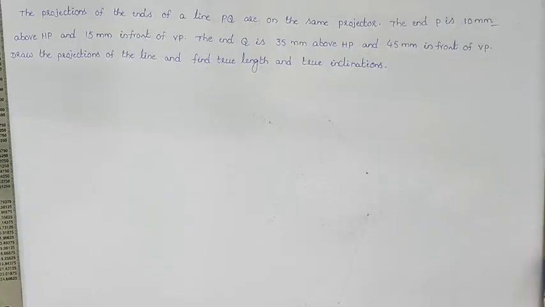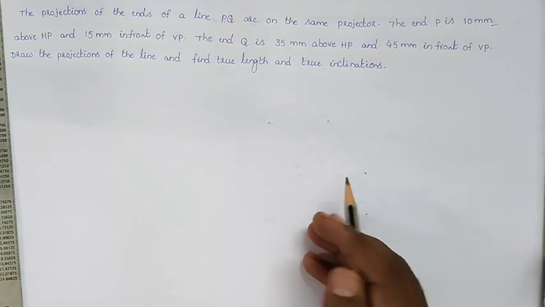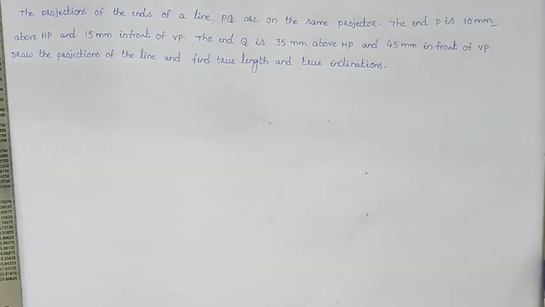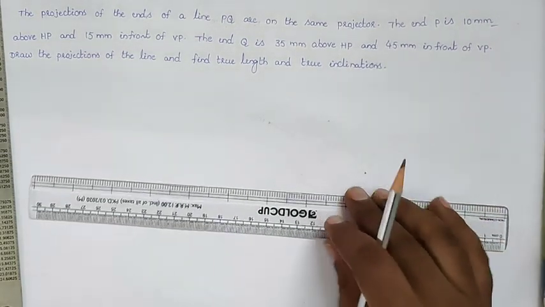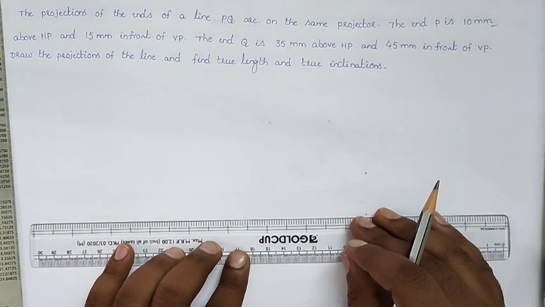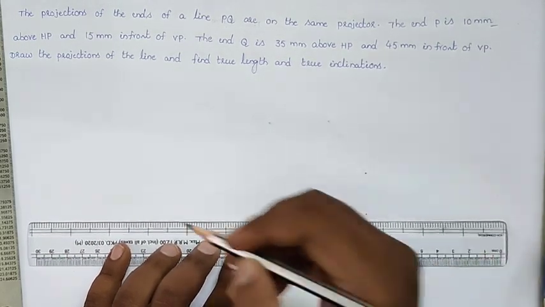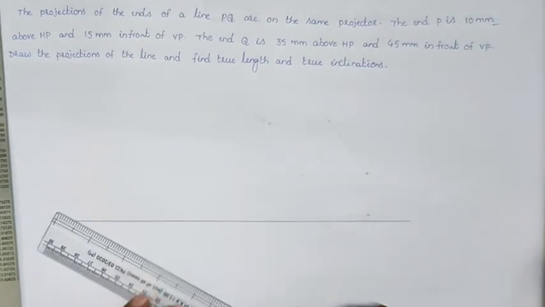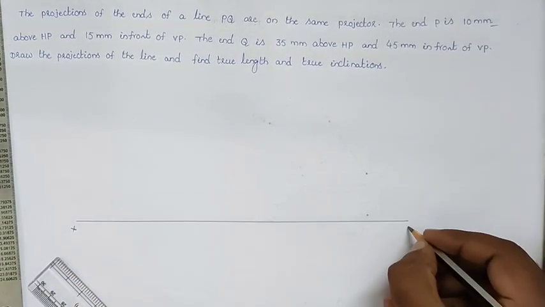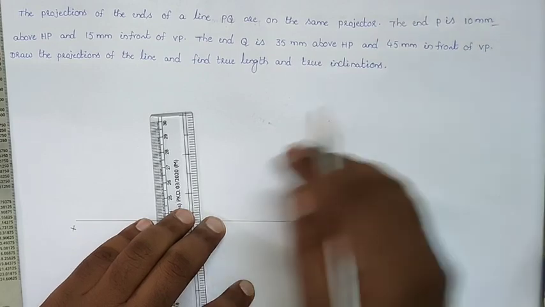The projections of the ends of the line PQ are on the same projector. The end P is 10 mm above HP and 15 mm in front of the VP. The end Q is 35 mm above HP and 45 mm in front of the VP. First of all, they are asking to draw the projections of the line. That means we will draw the front view and top view, and also find the true length and true inclinations. In this method, initially we will draw the reference line. After drawing the reference line, we will draw the projection of point P.